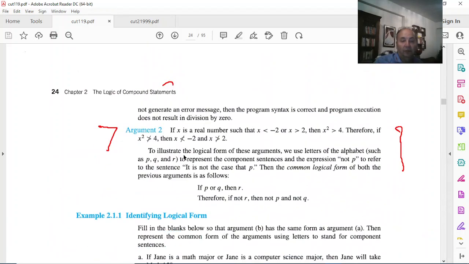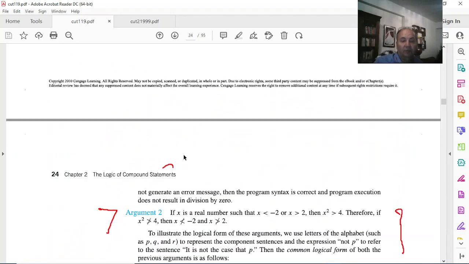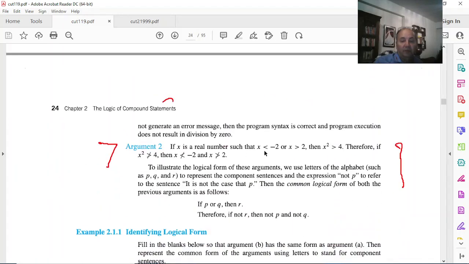We have to talk about logical equivalence and logical forms. One famous example: if x is less than minus 2 or greater than 2, then x squared is greater than 4. When you negate that, taking the negative of this logic, x squared is not greater than 4, then both of the assumptions are not valid. Be careful here: "or" is translated into "and," right?